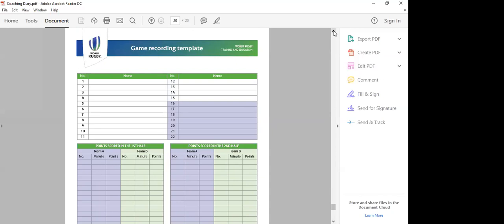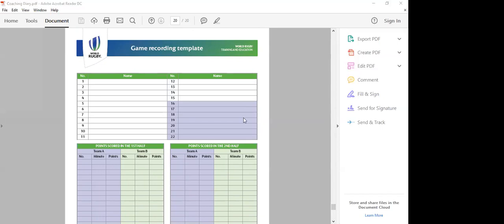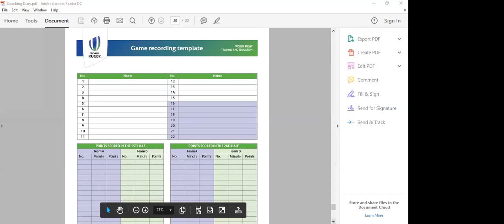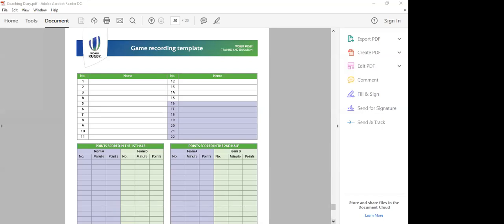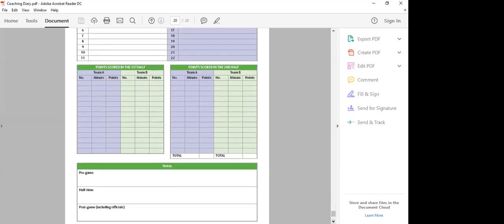Is it the game recording? Yeah. You want me to go through the game recording template? Yeah, thanks. For the coaches who coach at club level, especially Kenya, and I believe even up to nationwide, this is normally the game recording sheet that is filled and a copy is left at the union. So it is very important that you are able to tell that at this particular time you made a substitution and you made this substitution because of this. And when you look at the bottom there, you'll see notes for pre-game, halftime, post-game.